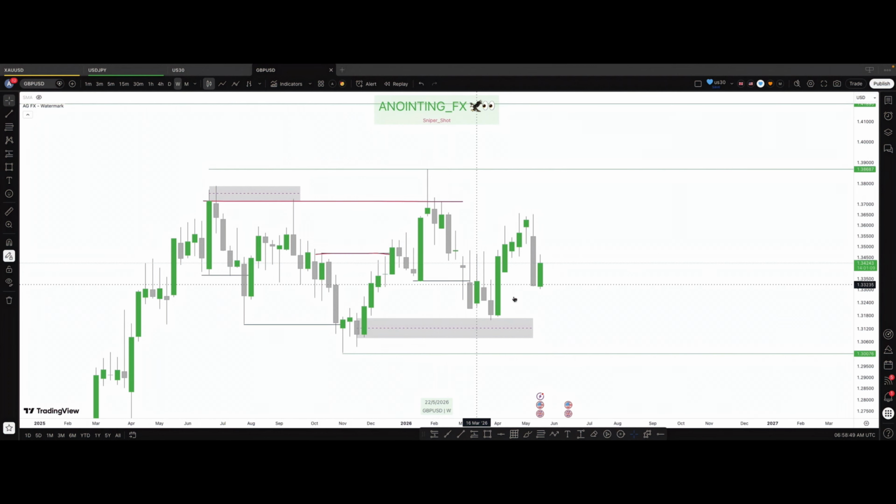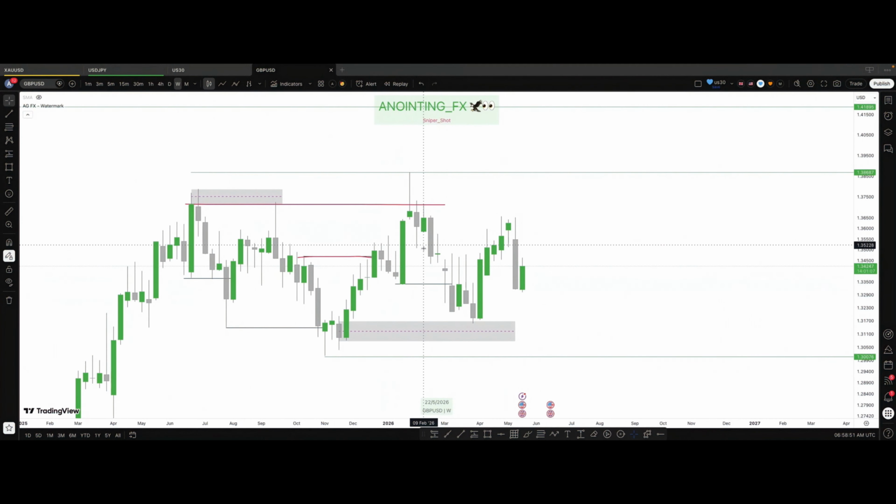Now let's factor this aspect in. Now we saw price tap this level. As price mitigated this level, we want to see price push to the upside again, but then price failed to go to the upside because it's a weak level, it doesn't have that momentum to just go and close above it.